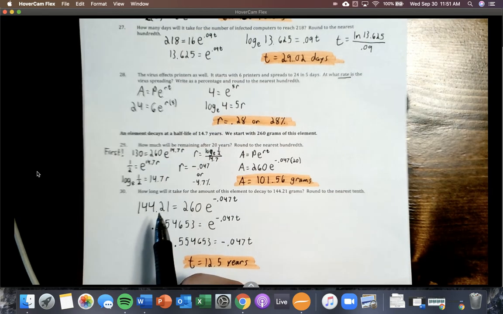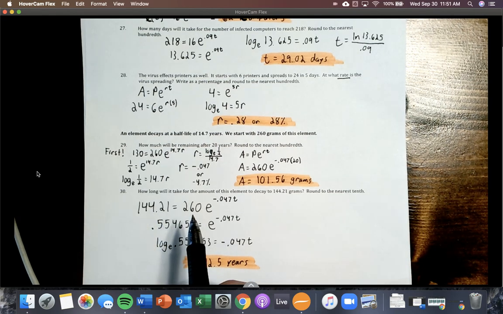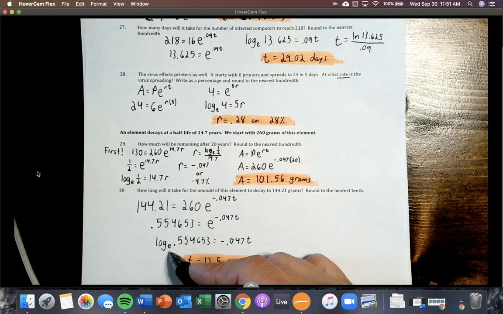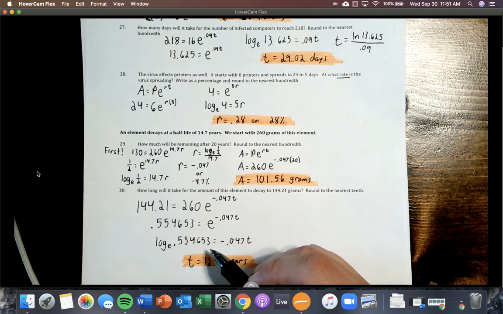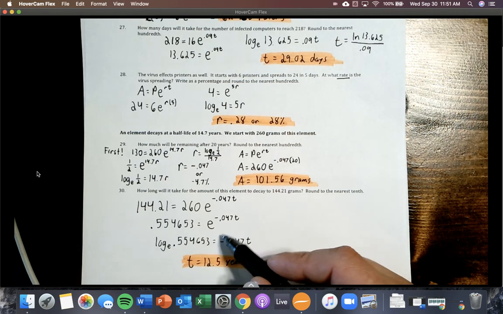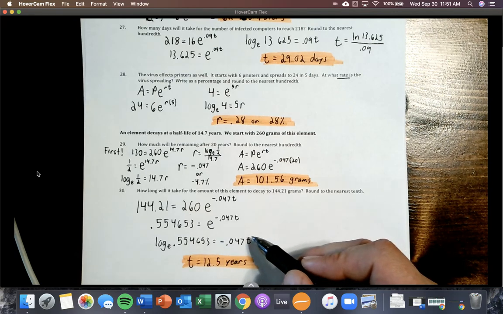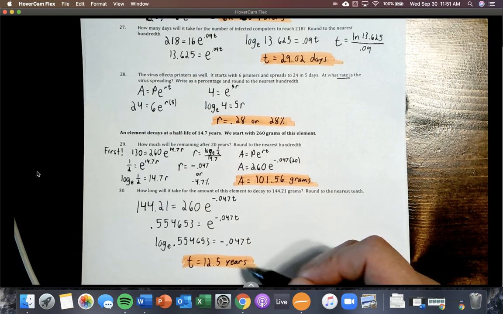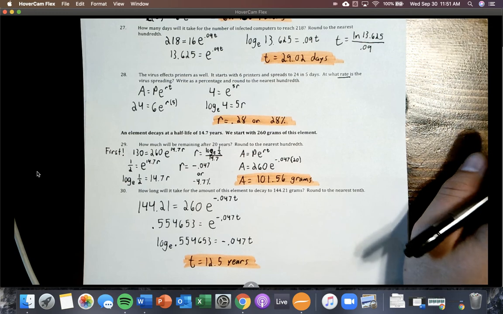So we can do 144.21 divided by 260. That's this 0.554653, right? And then we can change that to a logarithm. So we're going to take the base here, e, log base e of this 0.554653 is equal to our exponent. Remember, we always want the exponent by itself. So negative 0.047t, we can just divide that over, and we end up getting t is just about 12.5 years.